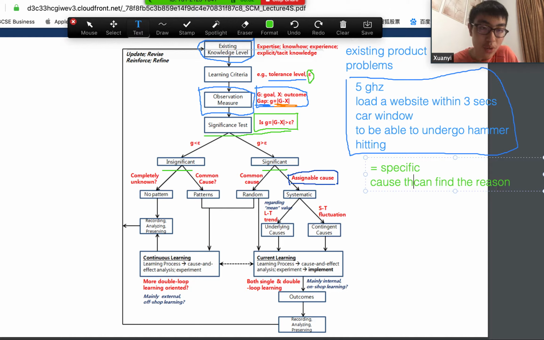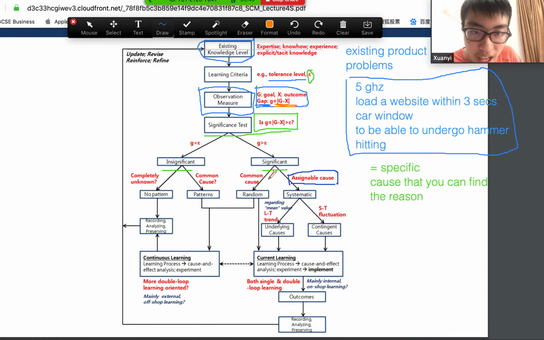A cause that you can find the reason for is called an assignable cause. Basically, you can find the reason why you have this significant problem in your company. On the other hand, you may have a common cause. A common cause is random. On the other hand, an assignable cause is a systematic cause. And if it's systematic, we have to find out the contingent causes and the underlying causes.